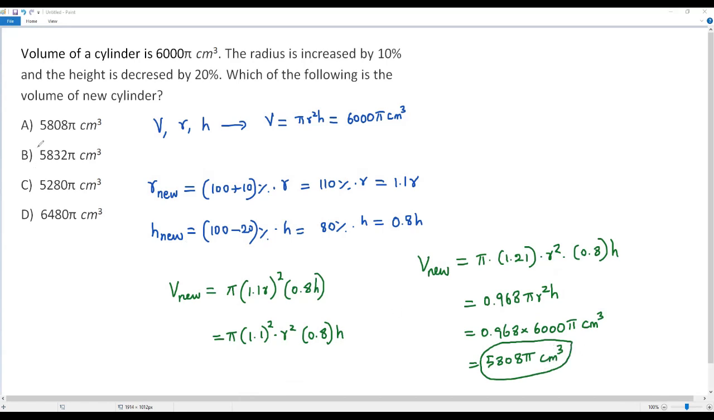I find this value in answer choice A. The correct answer choice for this question is A.